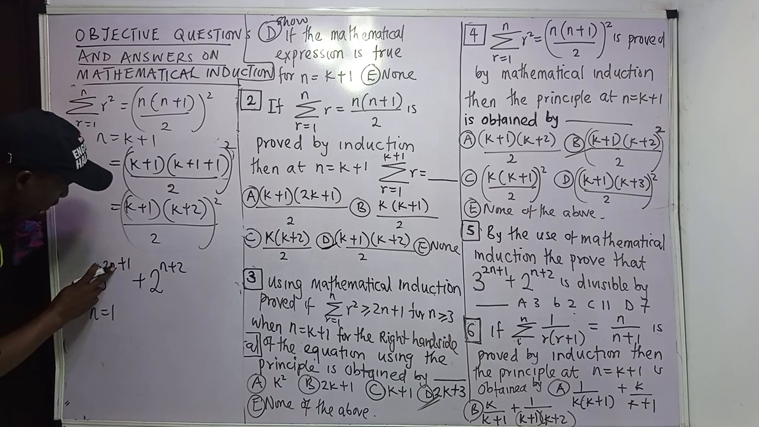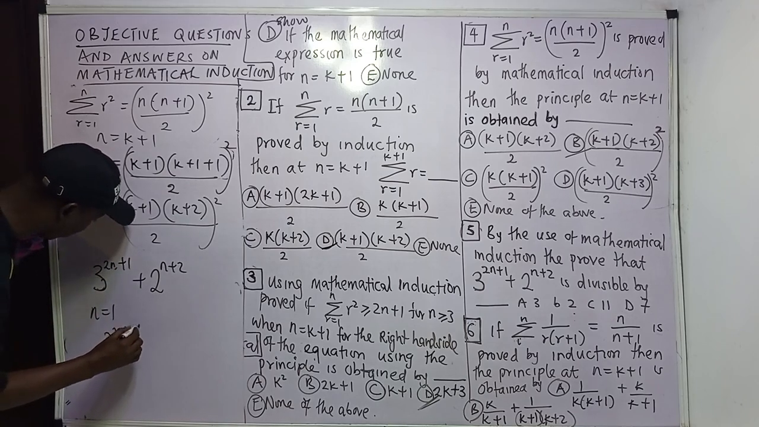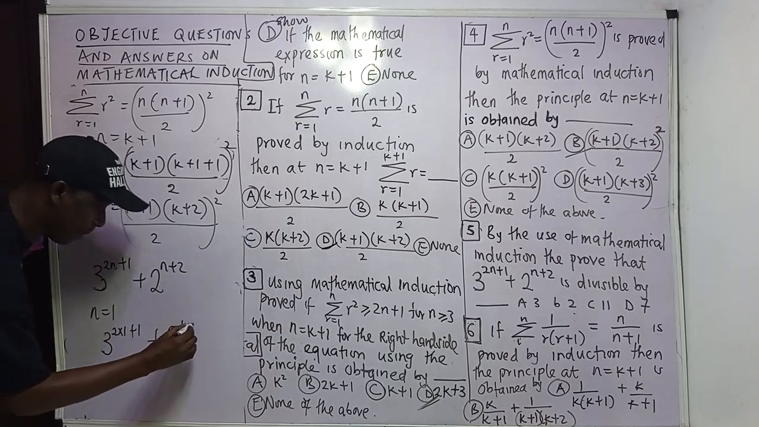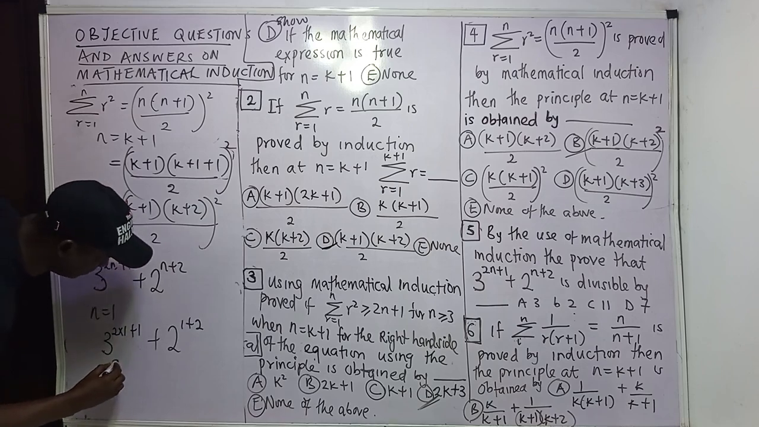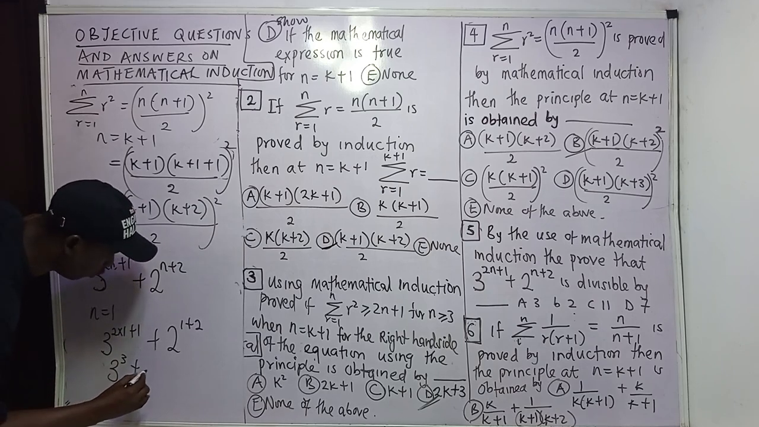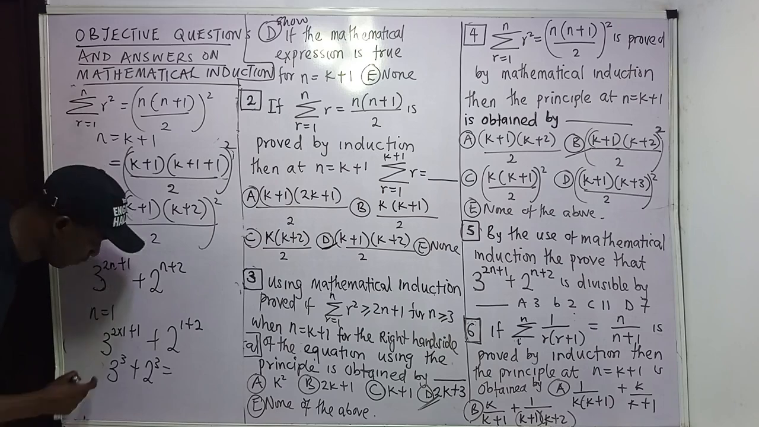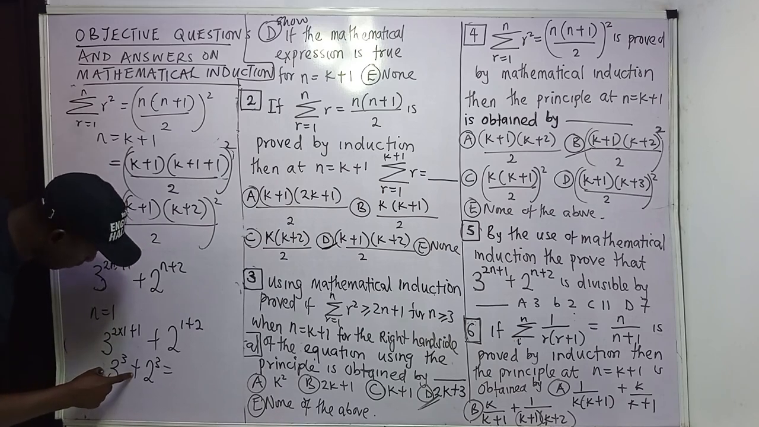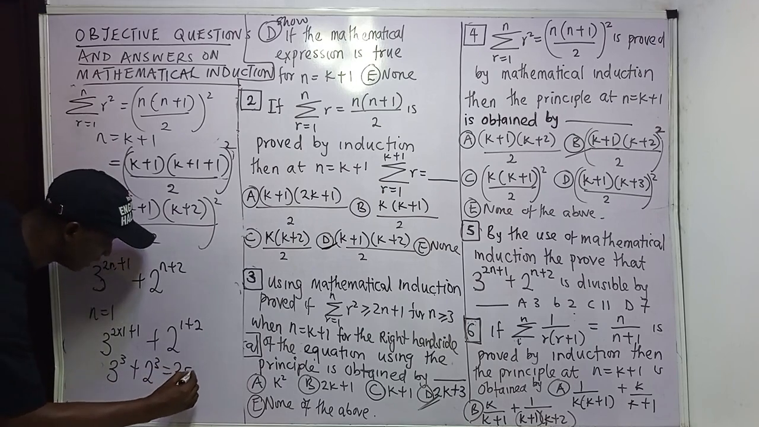If you put 1 here, what do we have? 3 raised to 2 times 1 plus 1, plus 2 raised to 1 plus 2. That will give us 2 times 1 plus 1 is 3, so 3 raised to 3 plus 2 raised to 3. If you do the addition, you have 27 plus 8. 27 plus 8 should simply give you 35.